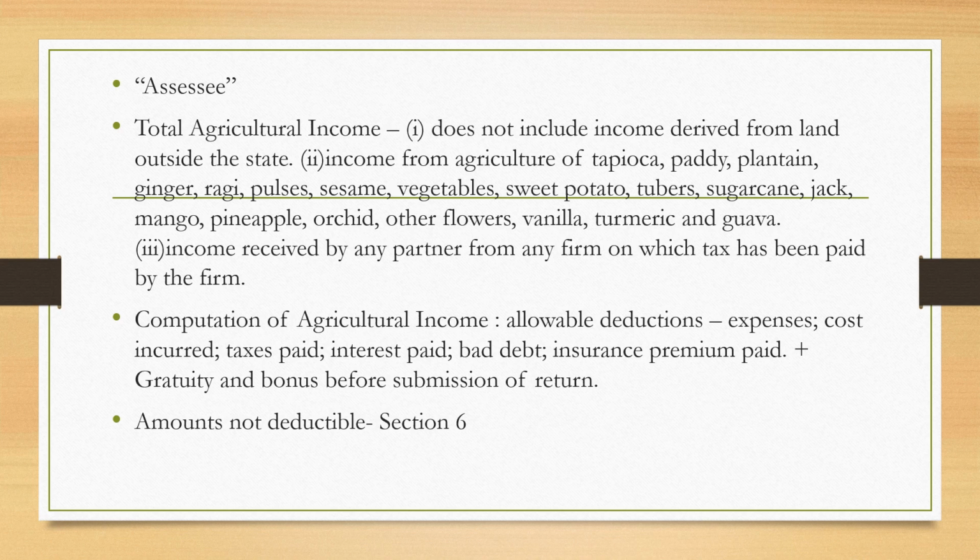And the next criteria is any amount received in the previous year in respect of bad debts written off in previous year. So all this comes under total agriculture income. So that is income from agricultural income derived from the land within the state, but the taxpayer may or may not be within the state.